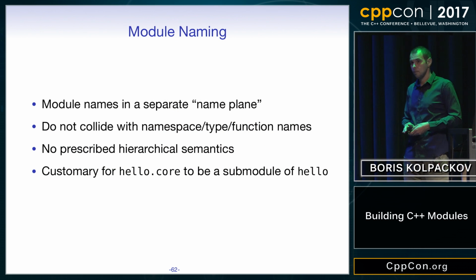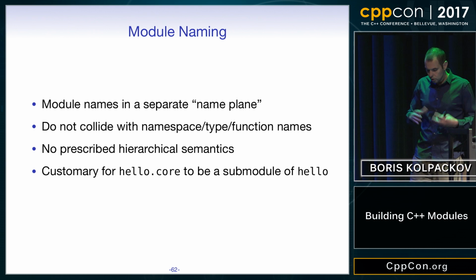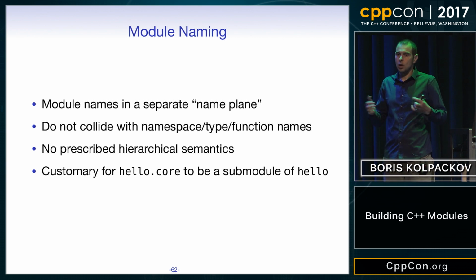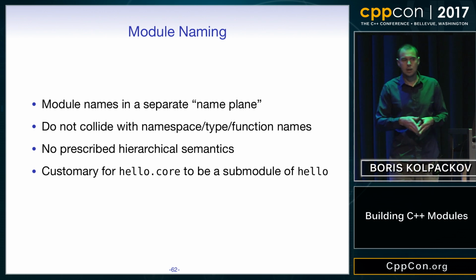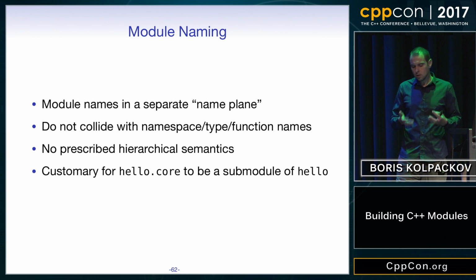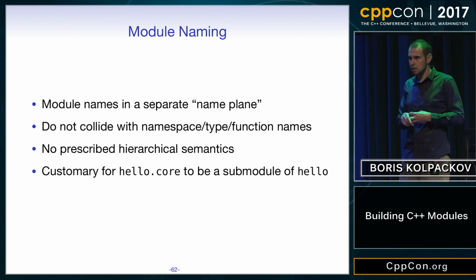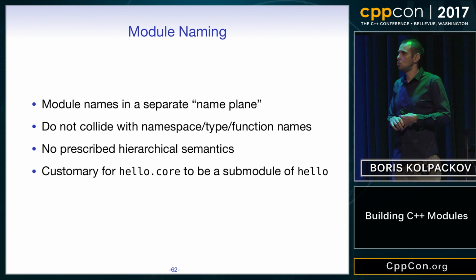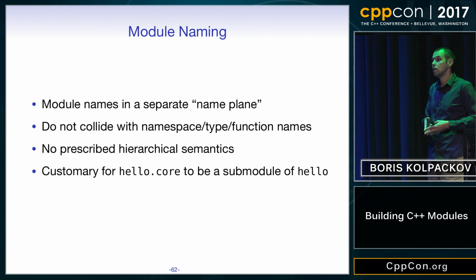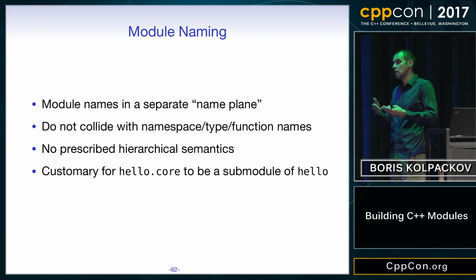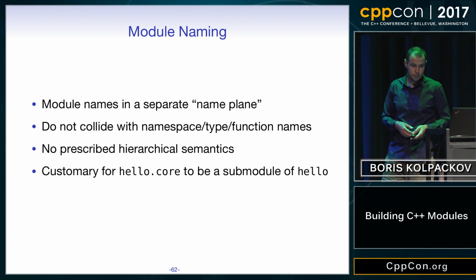Let's also briefly talk about module naming. Module names live in a separate name, what I would call a name plane. They don't clash with namespace names, function names, type names. The standard also does not prescribe hierarchical semantics for modules, though it's customary to call, for example, hello.core a submodule of hello, and to also expect that importing hello will also import recursively its submodules.